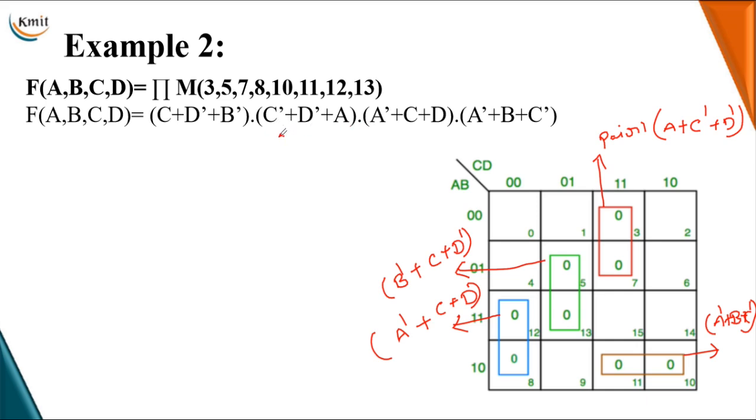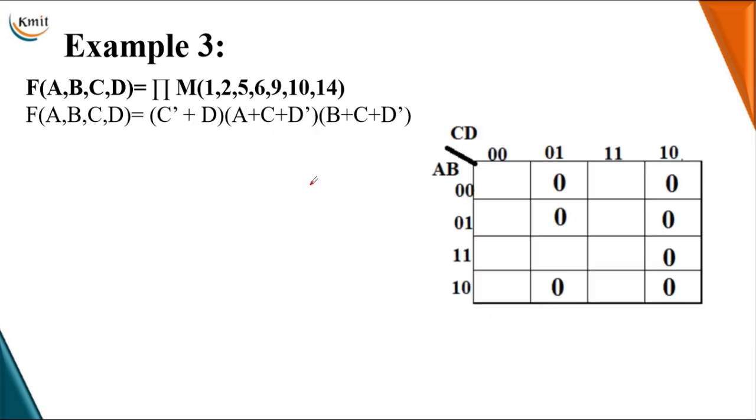So A or of C bar or of D bar, first pair. Next second pair which is B bar or of C or of D bar. Next third pair which is A bar or of C or of D. And the last one which is A bar or of B or of C bar. So this is your minimal expression of your given function.